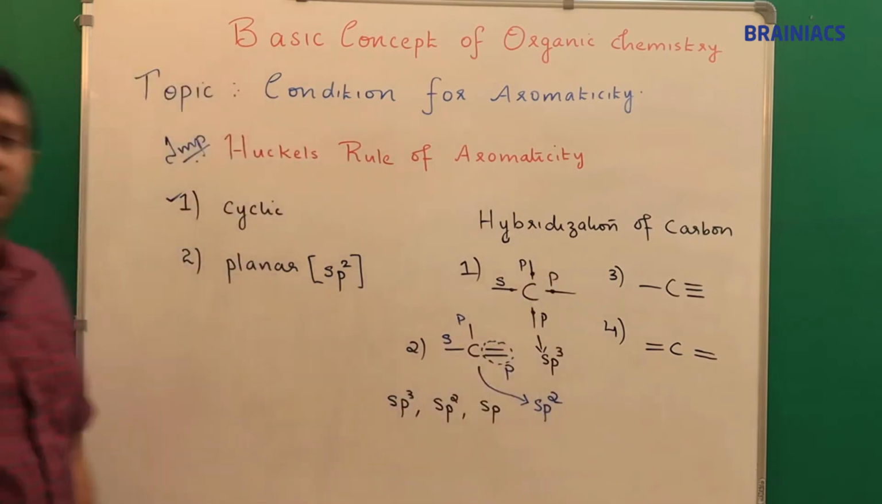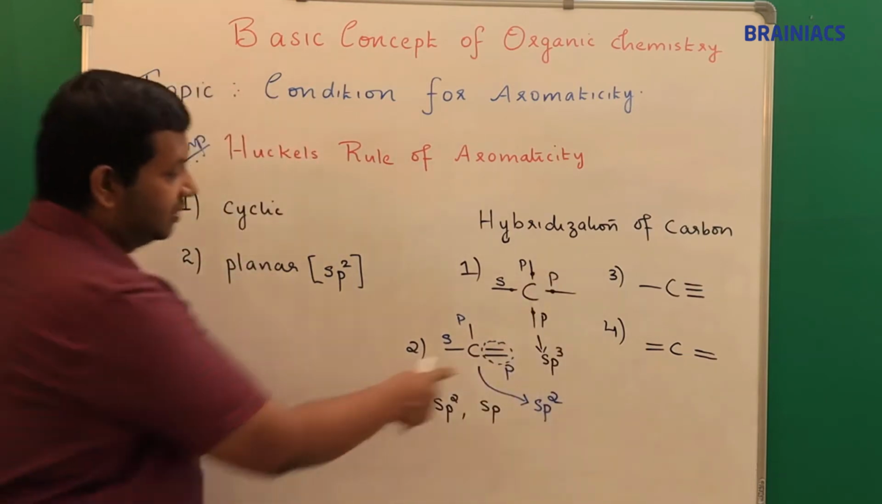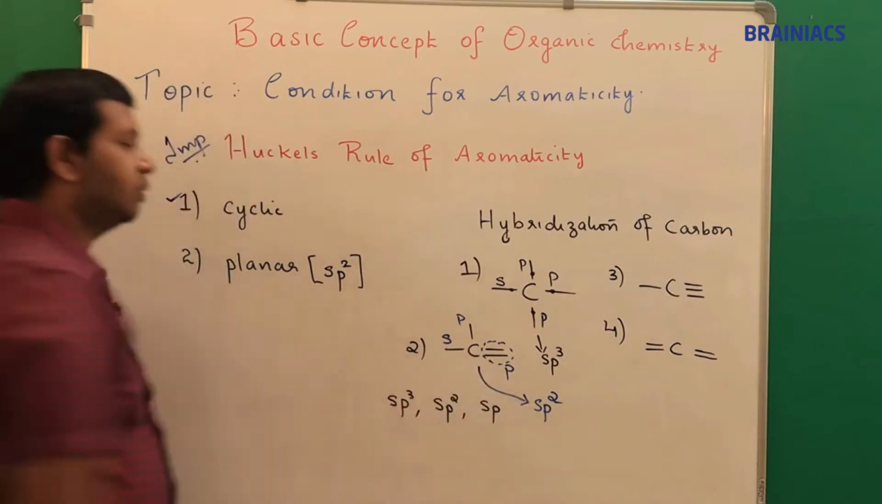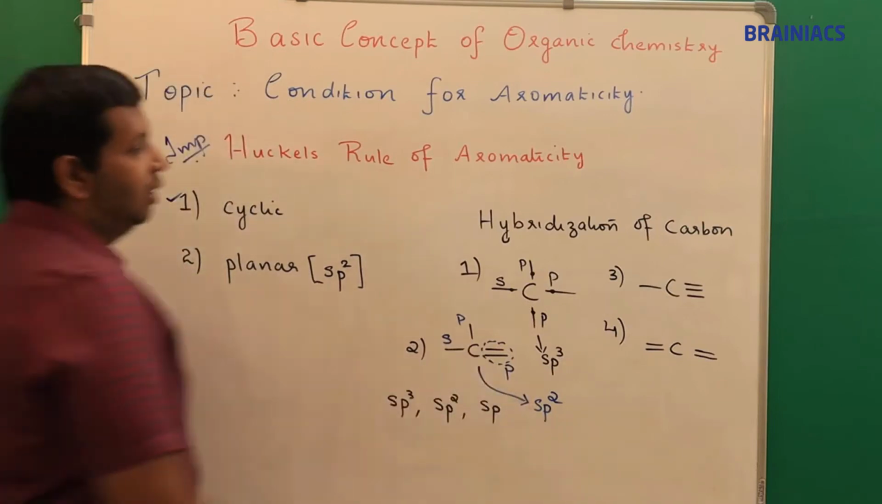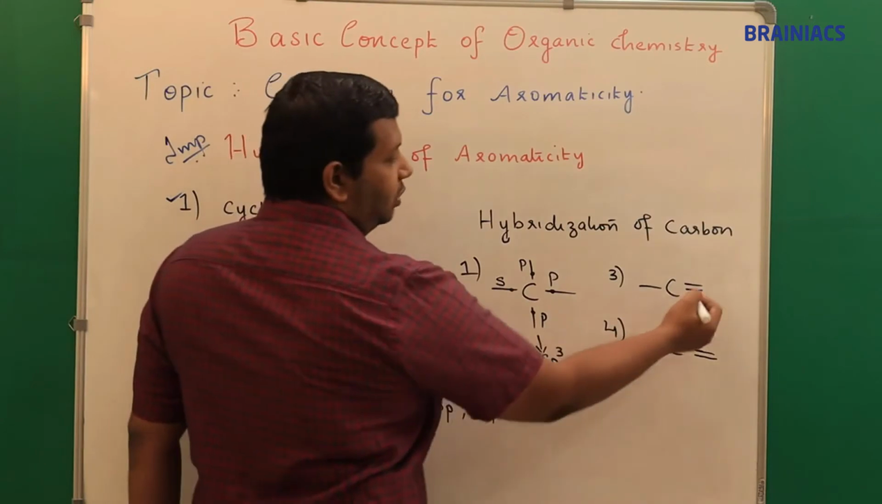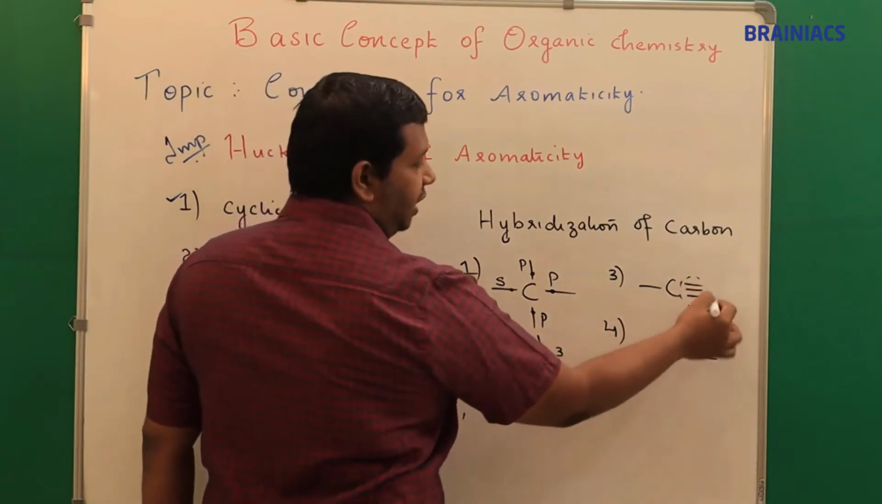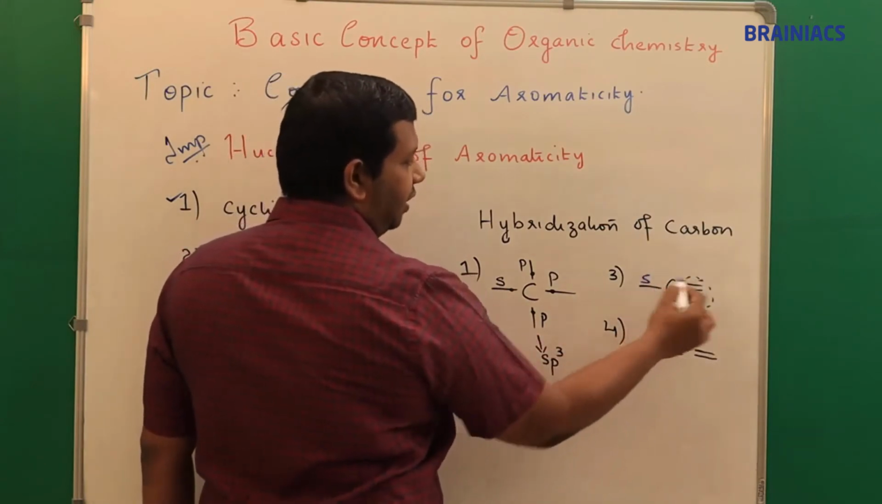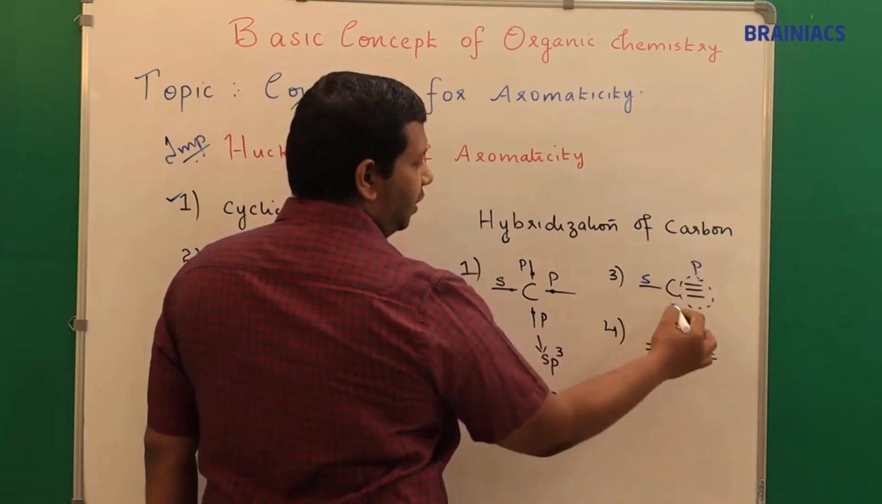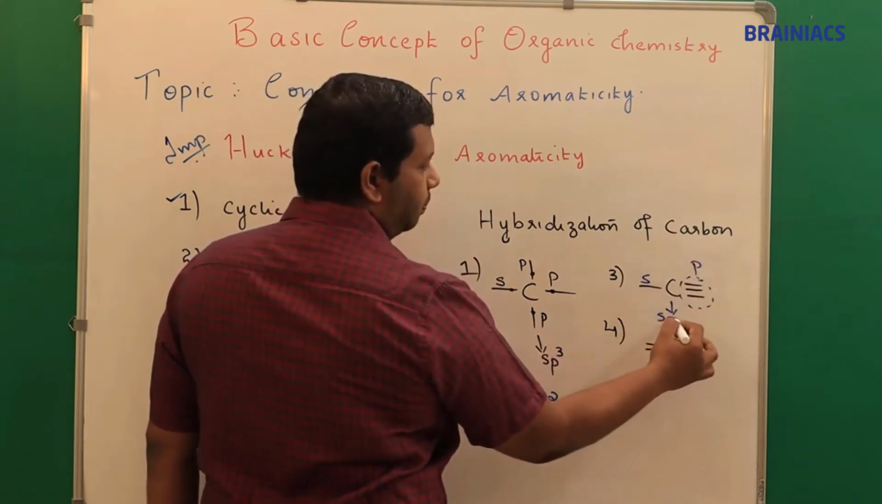Understood? So we need to check in our compounds whether this hybridization is present or not. Clear? Now coming to here, can you tell me? Now 3 are coming together, so we should take that together. Now put s here, then together we put p. So what is the hybridization for this one? sp.